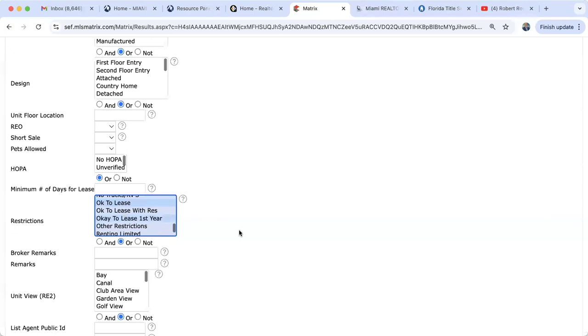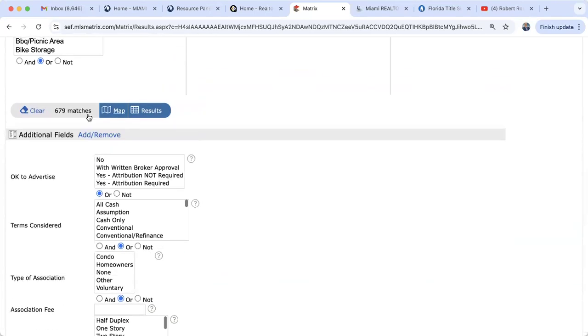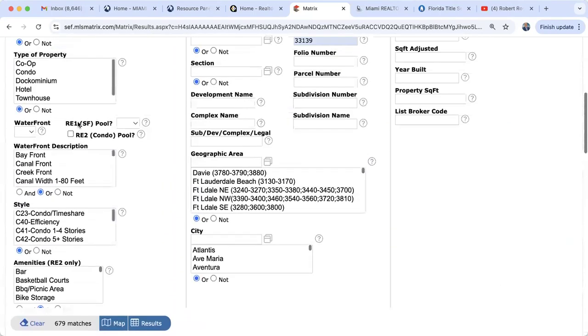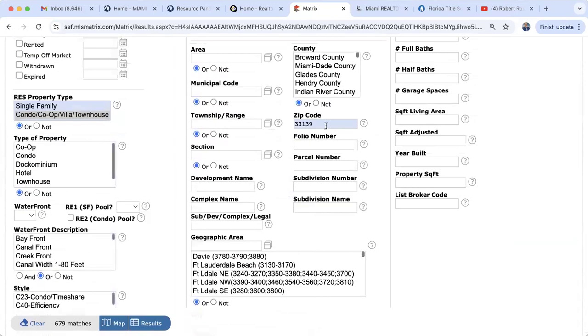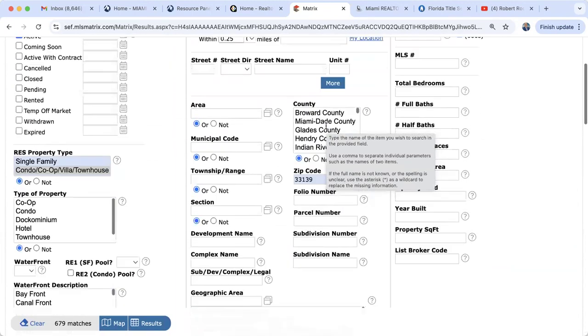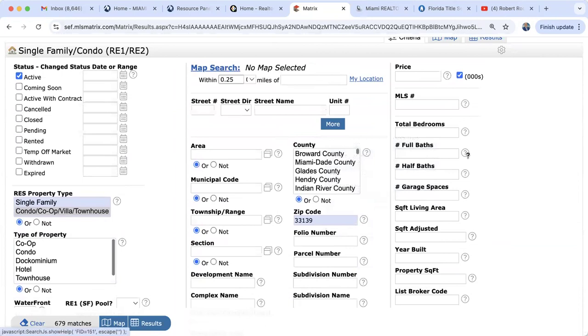What does that mean, guys? Sometimes you have to live in the property one to two years before you can start leasing the property. Not these. Okay to lease first year is going to result in properties that you can purchase right away and lease right away. Okay, so we got 679 condos in zip code 33139 that are okay to lease right away. Then, of course, you got to enter some criteria, prices, and go search for them.